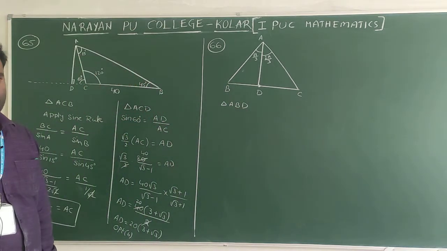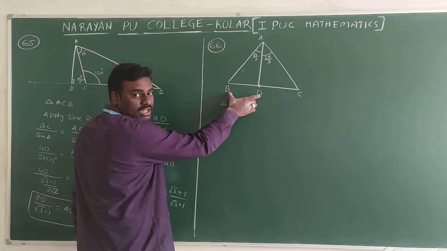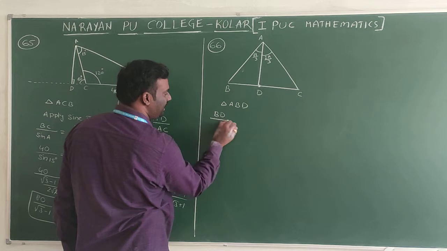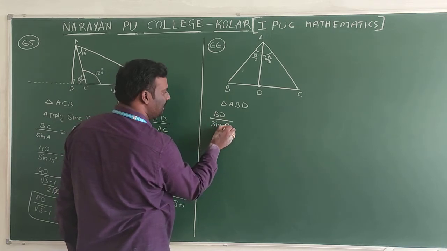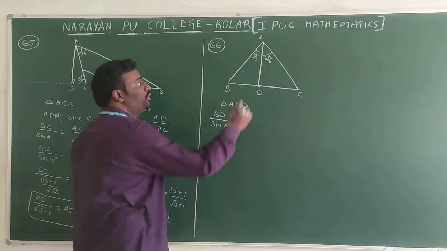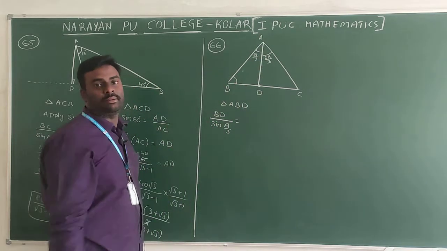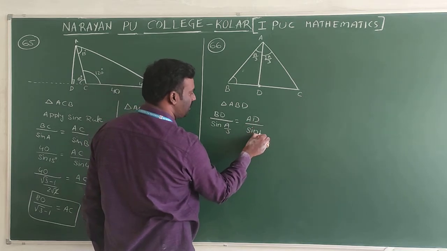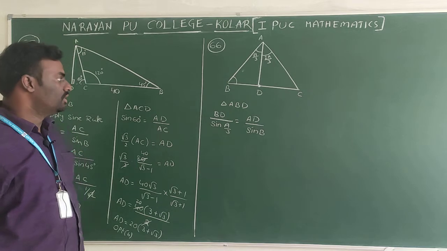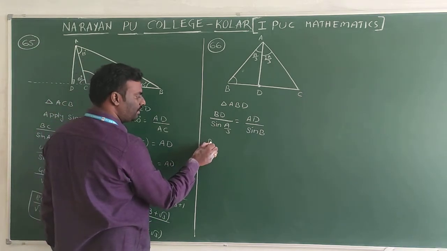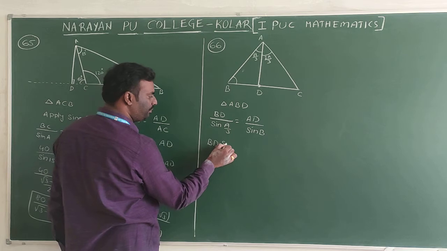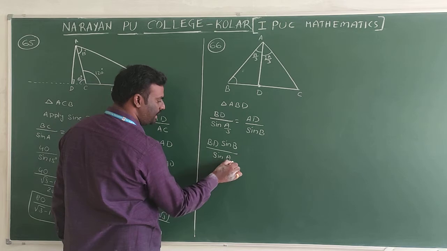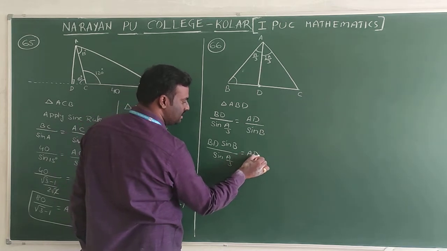Again I am applying sine rule. If I take BD, the opposite angle is what? A by 3. BD by sin A by 3. If you take AD, the opposite angle is what? B. Now AD by sin B. So from this we can get BD into sin B by sin A by 3 is equal to AD. This is equation 1.